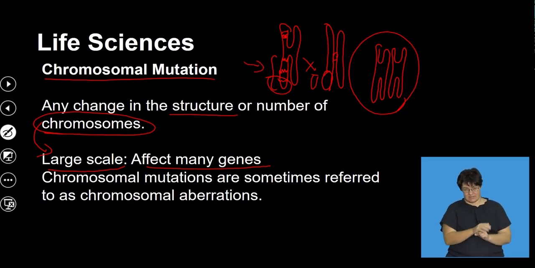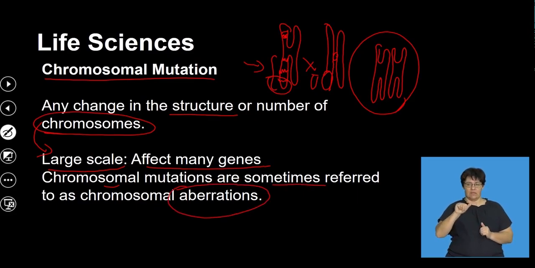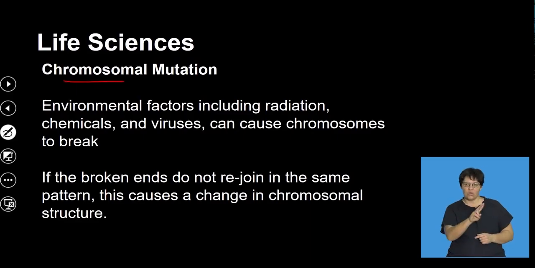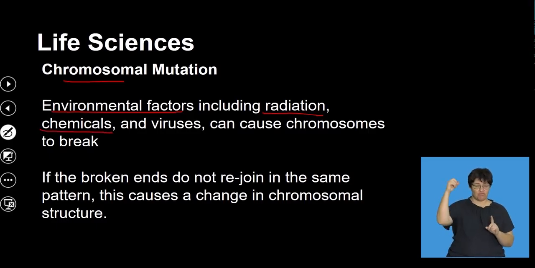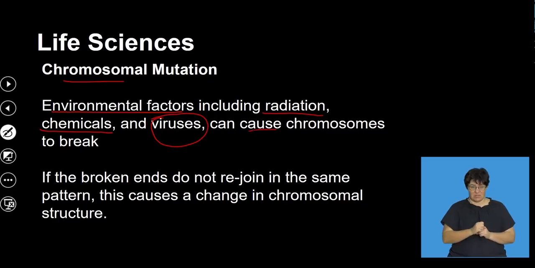And so we say that the effect is significantly larger because chromosomes contain many genes. Chromosomal mutations are sometimes referred to as chromosomal aberrations, and the word aberrations essentially points to the word mistakes or changes. So when we look at chromosomal mutations, we know that there are certain environmental factors such as radiation, ultraviolet, nuclear radiation, some chemicals, and even viruses that can cause chromosomal mutations or chromosomes to break. So we refer to that as environmental factors or mutagens.